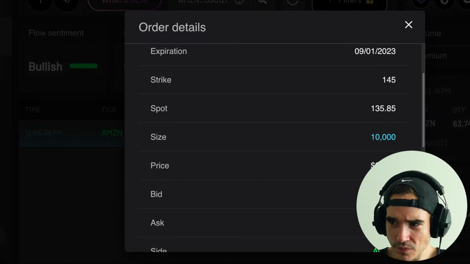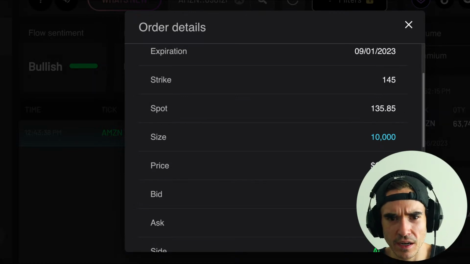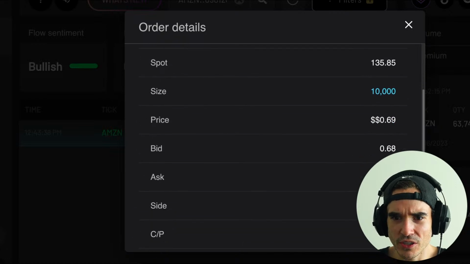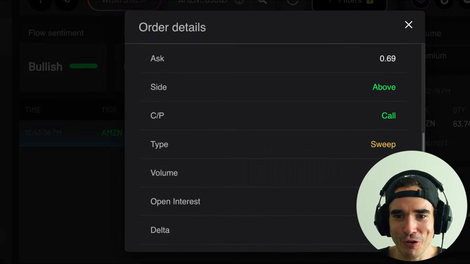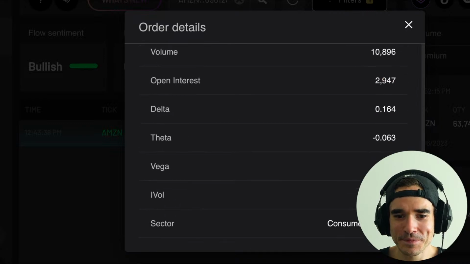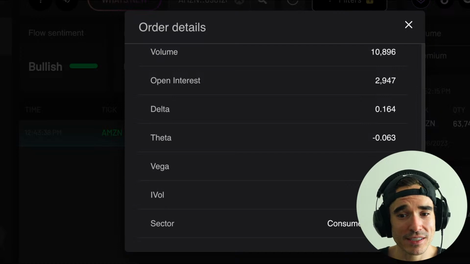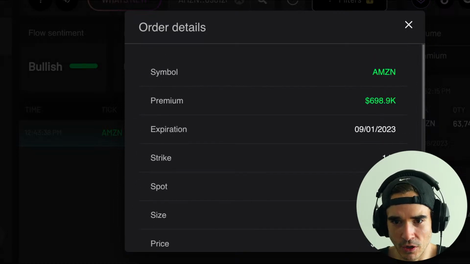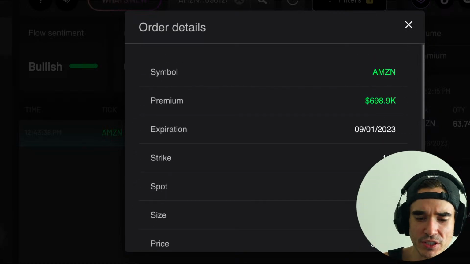And then they put like 700 grand. That's crazy. Wow. And look at the IV. That's going to be a really sensitive contract. Wow. Let's just go look at it.